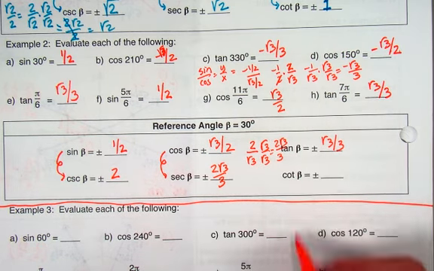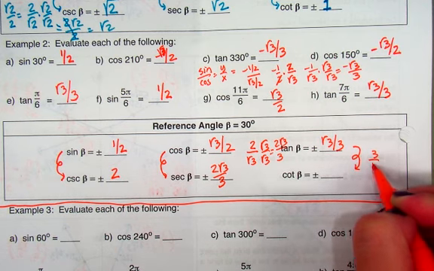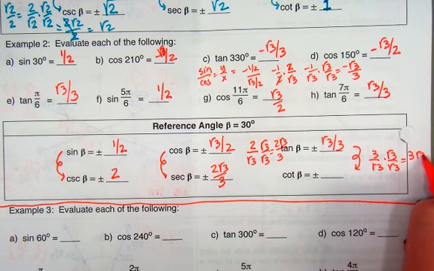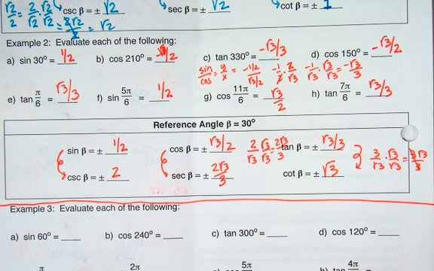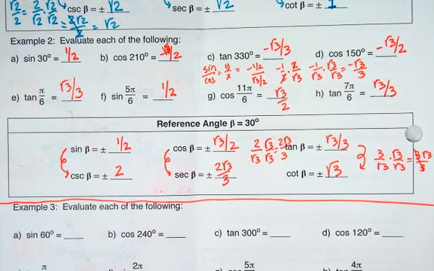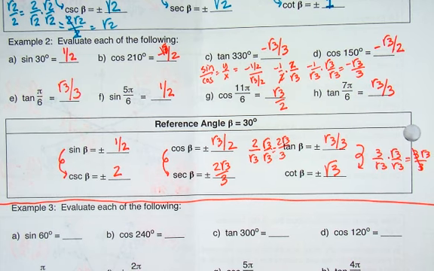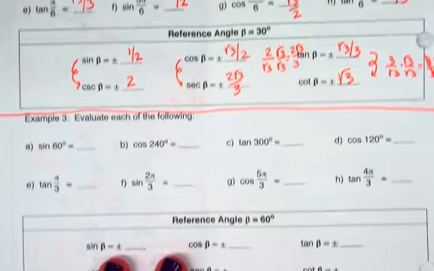Again, notice it's always plus or minus. Cotangent, again, reciprocal, 3 over root 3, rationalize, 3 root 3 over 3, cancel. You just get root 3. All right, feel free to pause this, go back, check what we're doing, figure it all out if you need to. Okay, last example here, example 3.